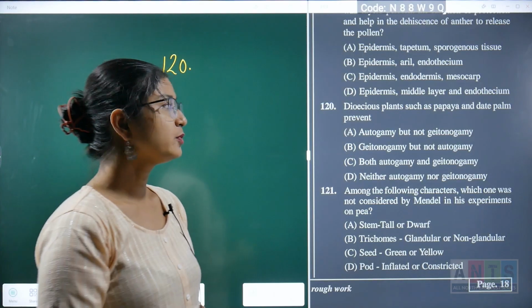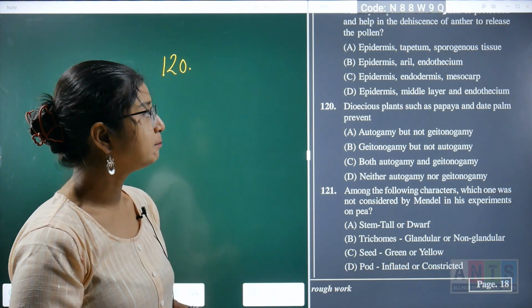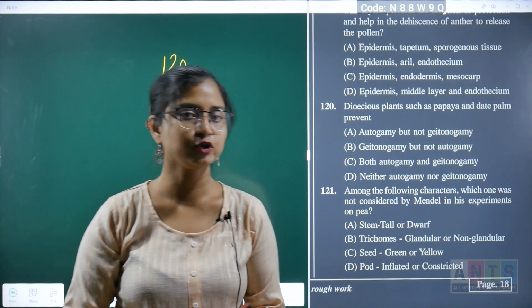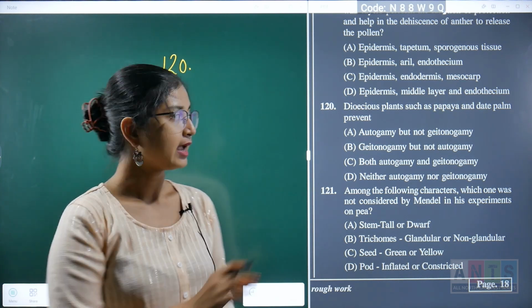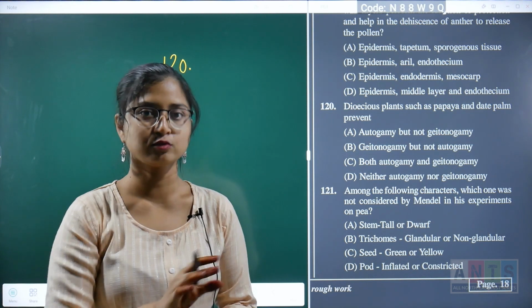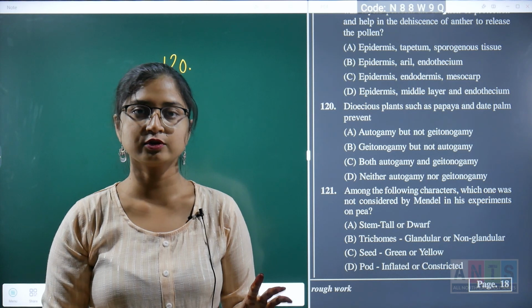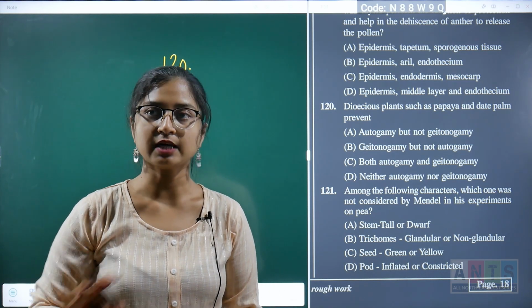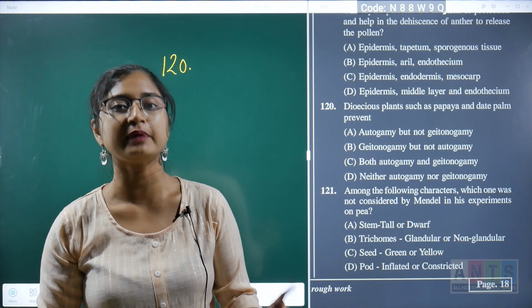Now question number 120. Dioecious plants such as papaya and date palm prevent. So what happens in dioecious is this, that the male and the female reproductive structures, and since we are talking about angiosperms, so male reproductive structure, the anthers, female reproductive structure, the carpels. So it seems that the stamens, the carpels, they are going to be present on two different plant bodies.